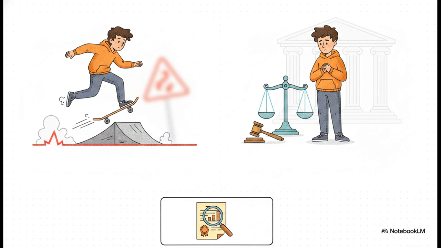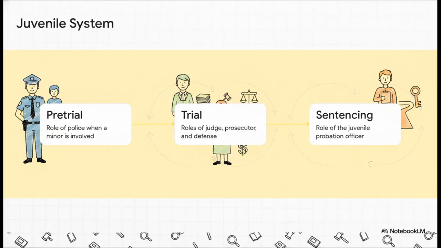You also really need to understand the concept of a status offender. This refers to a minor who commits an act that wouldn't even be a crime if they were an adult, things like skipping school or running away from home. Pair that with a solid grasp of how official statistics on juvenile delinquency are actually collected, and you'll be on very solid ground. Next up, you need to walk through the actual dynamic journey of the juvenile justice system. Picture a minor entering the system. First, pretrial, like what exactly are the legal boundaries for a police officer making that arrest?